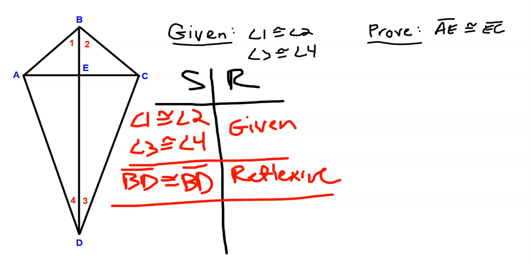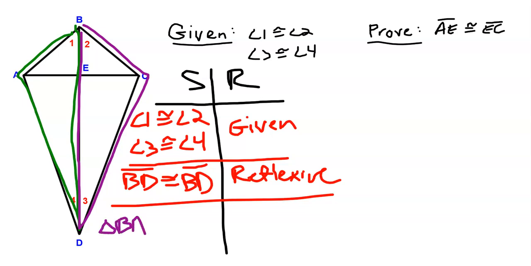Now, what we know from that, we know that in triangle BAD, we have two angles, 1 and 4, and the included side, BD, that are congruent to two angles, 2 and 3, and the included side, BD, of triangle BCD. So this large triangle here, and this large triangle here in purple. Those are the triangles we can immediately show are congruent by angle side angle. So, triangle BAD congruent to triangle BCD by angle side angle.